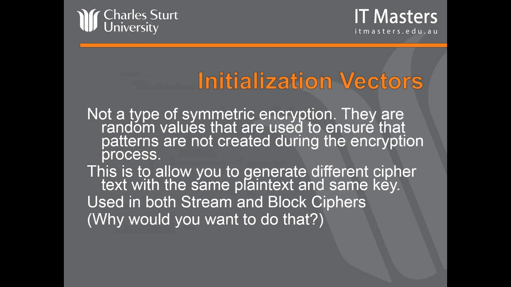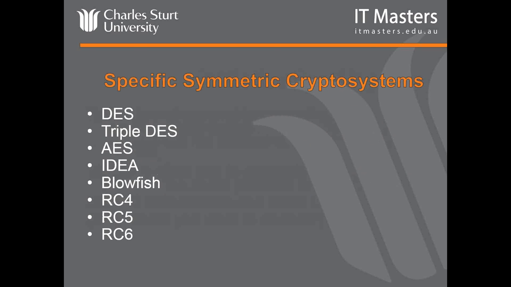All right, initialization vectors are not encryption per se, but they allow us to make things more random. What they do is add random values to the process, allowing us, even if we say the same block of text twice, to have two different outputs. The same as when we have a salt on a password. These are the different areas you need to know for the exam.